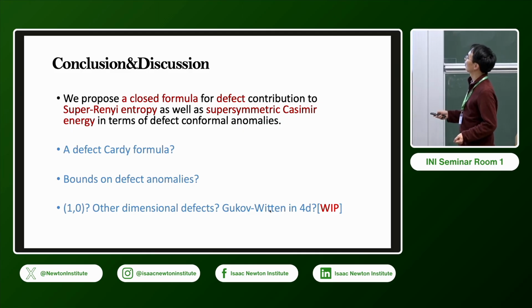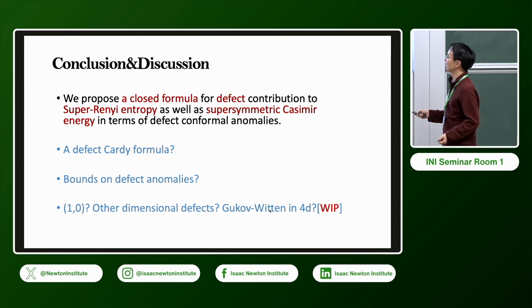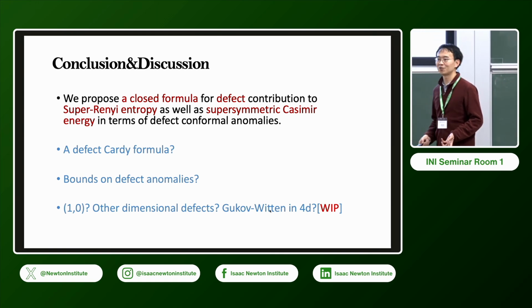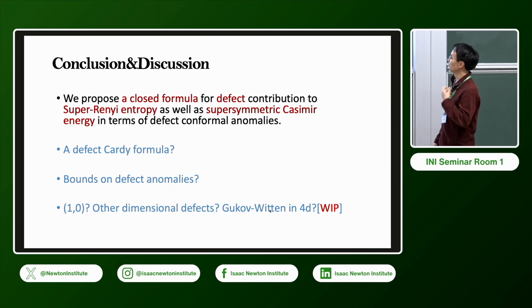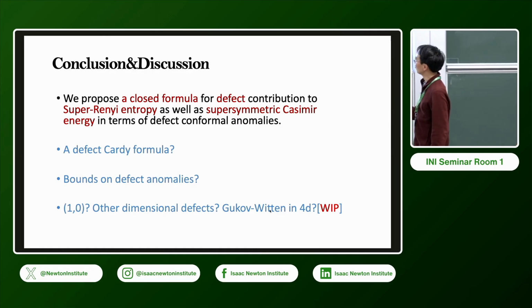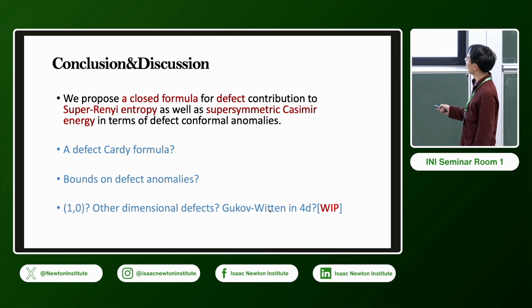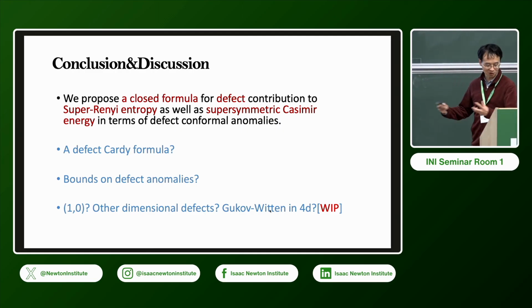And a more practical question will be just to try to extend this formula to more general theories and different co-dimension defects. For example, what about the 1-0 series? We believe there is also a similar formula for 1-0. We didn't really achieve that. You can also talk about different higher co-dimension defects. For example, co-dimension 2. If this bulk theory is 6 dimensional, then you can discuss co-dimension 2 defects, which are 4-dimensional defects.